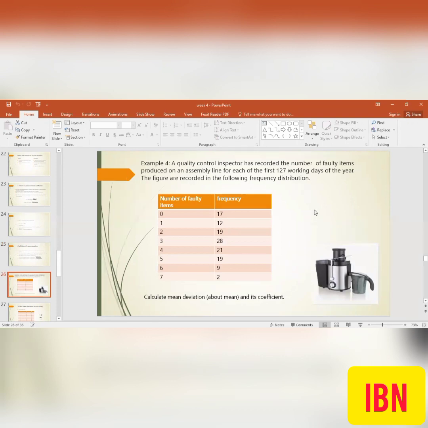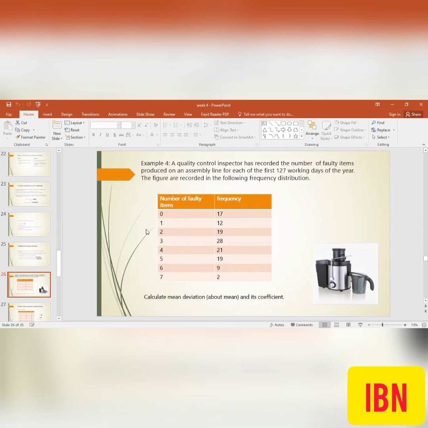Kindly have a look. For this data set, the number of faulty items and its corresponding frequency, calculate the mean deviation about mean and its coefficient. Our quality control inspector has recorded the number of faulty items produced on an assembly line for each of the first 127 working days of the year. The figures are recorded in the following frequency distribution. These are the faulty items.